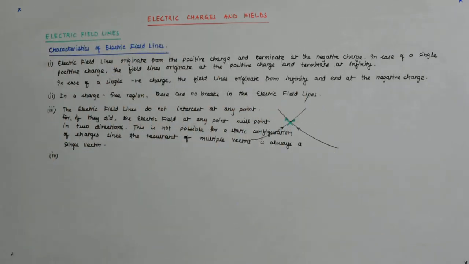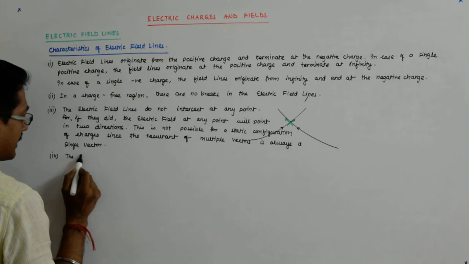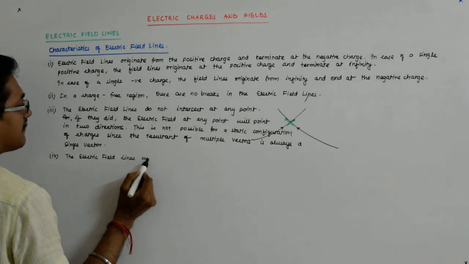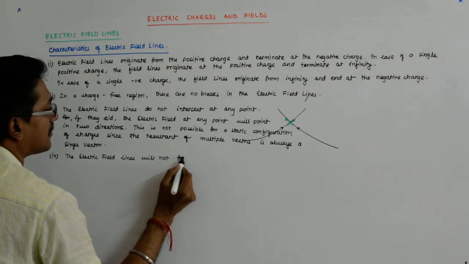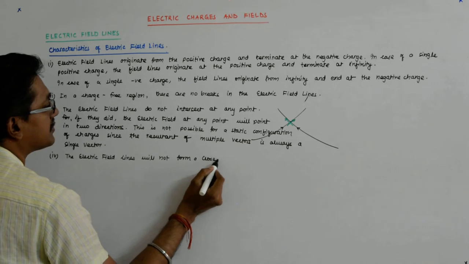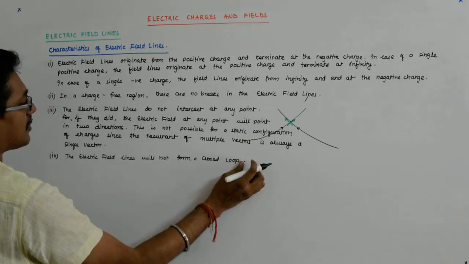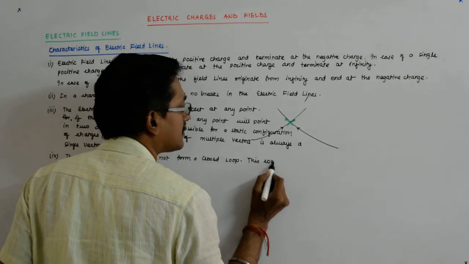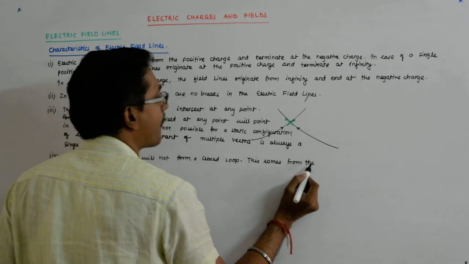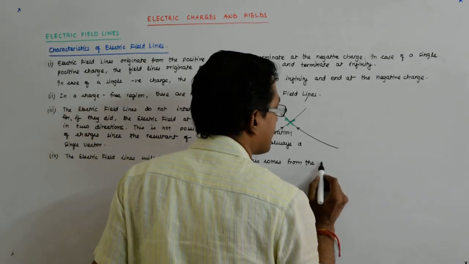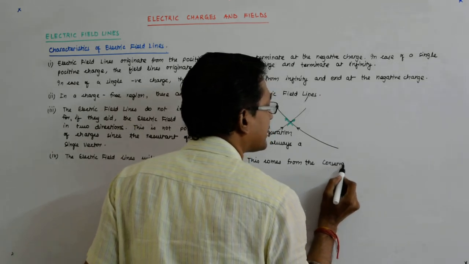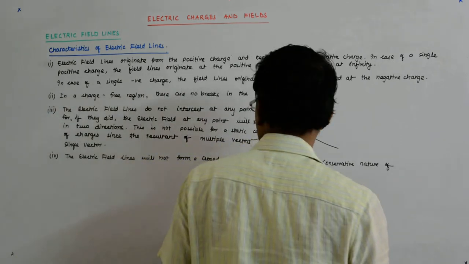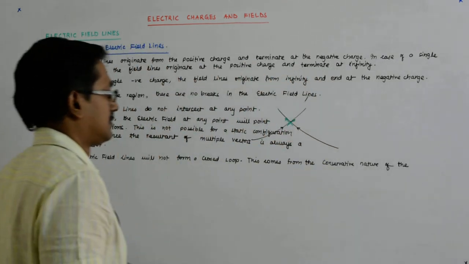Okay, now the fourth one: the electric field lines will not form a closed loop. This comes from the conservative nature of the electric field.